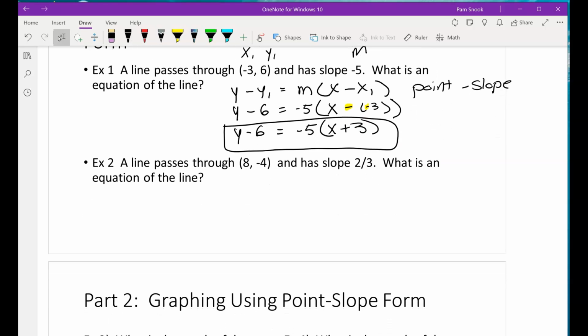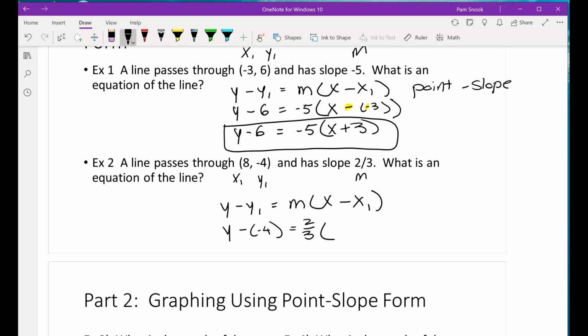Let's do another one. We have a line passing through (8, -4). So x1 is 8, y1 is -4, and it has a slope of 2/3. So m is 2/3. What's the equation of the line? Start with point slope form: y minus y1 equals m times x minus x1. So y minus -4 equals m, which is 2/3, times x minus 8.